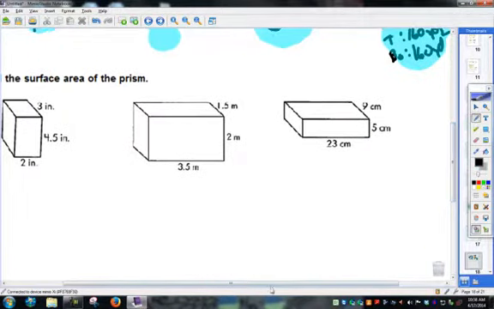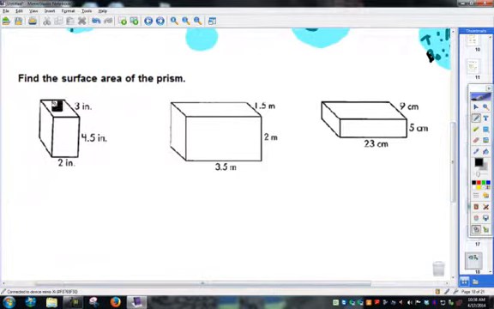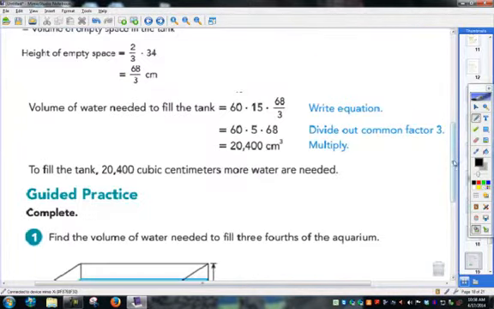Okay. Let's skip these. I think we've done enough surface area. If you want some extra practice, feel free. Go ahead and practice with these. That's fine with me. They're the same principle, same process every time. Let's go to the next page.